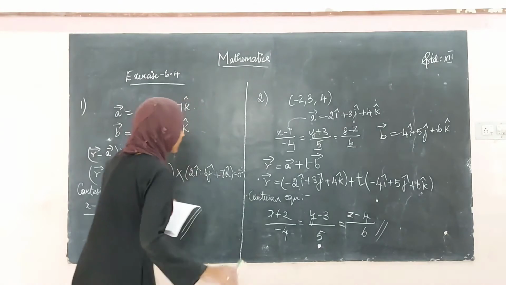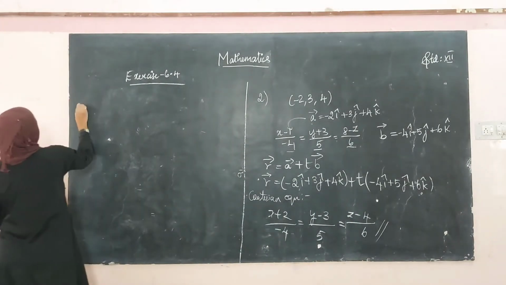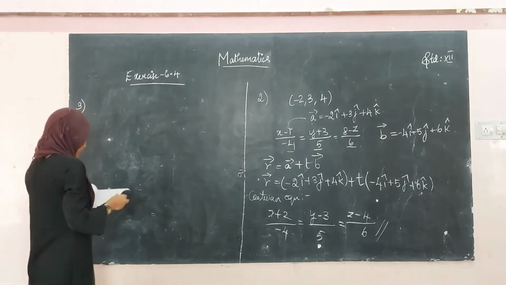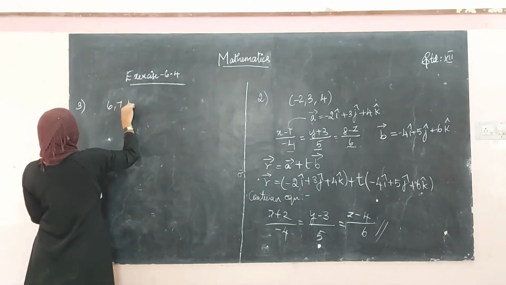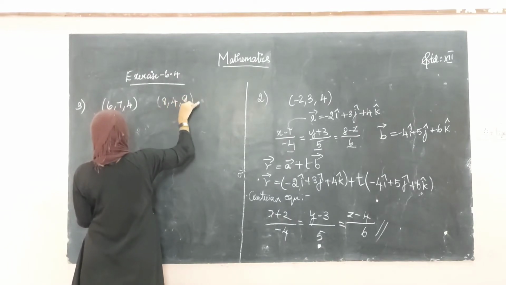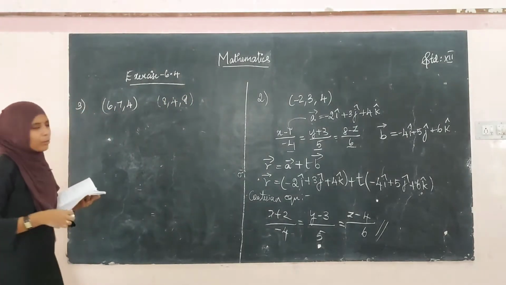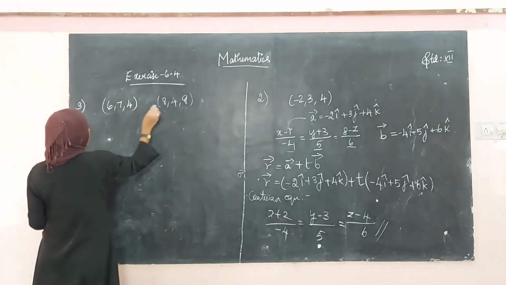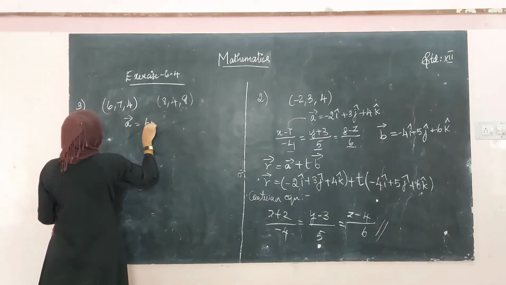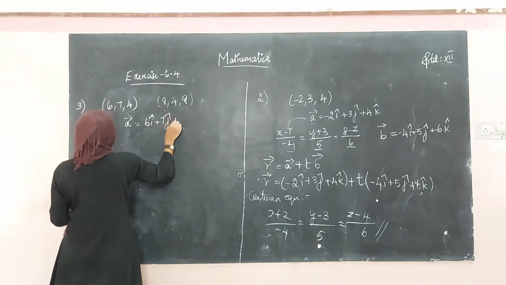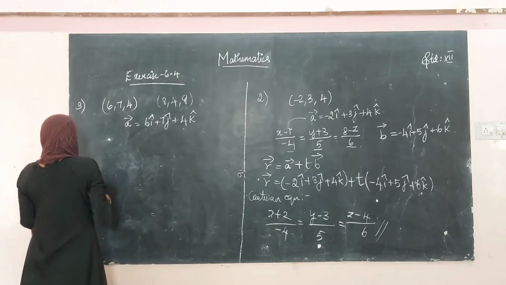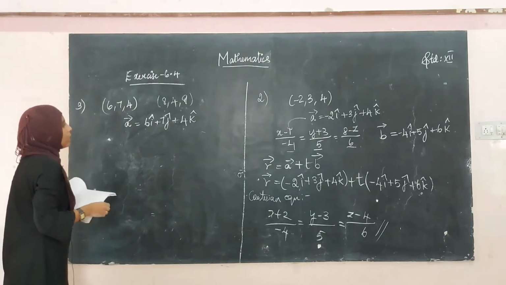Okay, now let us see the next sum. See the third sum. Find the equation of the straight line passing through 2 points, that is 6, 7, 4, and another point is 8, 4, 9. So we have to find the straight line passing through these 2 points. So we have to take A vector as this one and B vector as this one. Okay, 6i cap plus 7j cap plus 4k cap, and this is A vector, right? This is A vector. Now what about B vector?